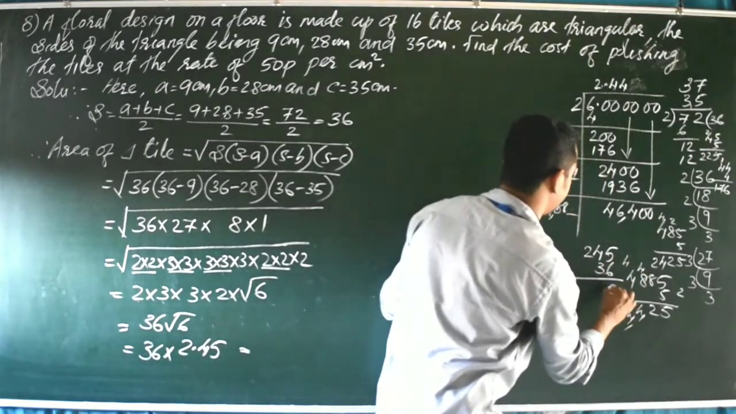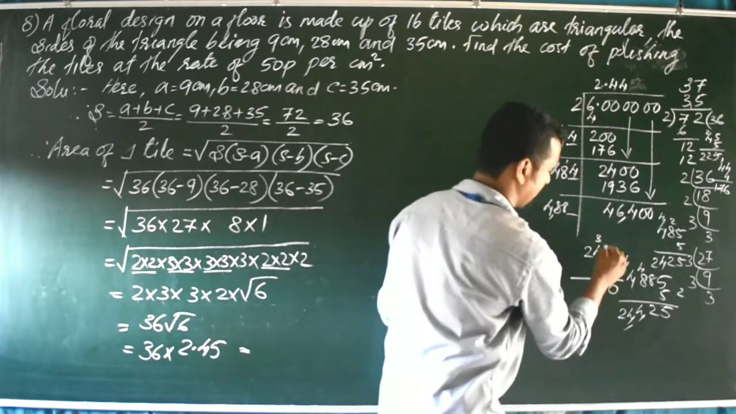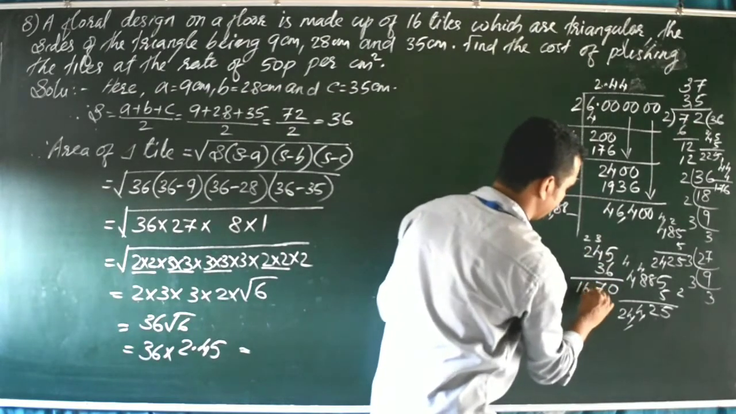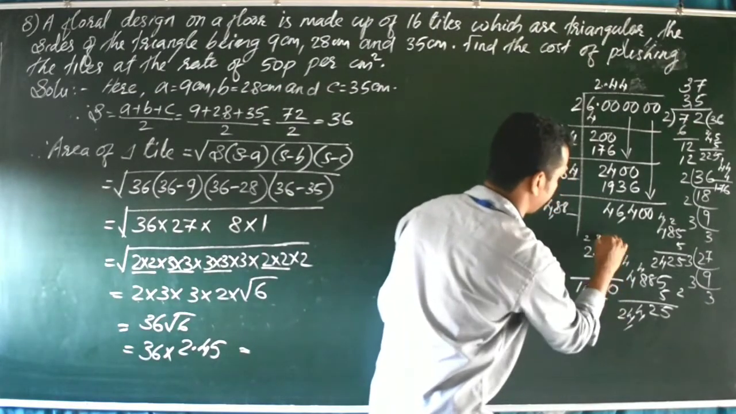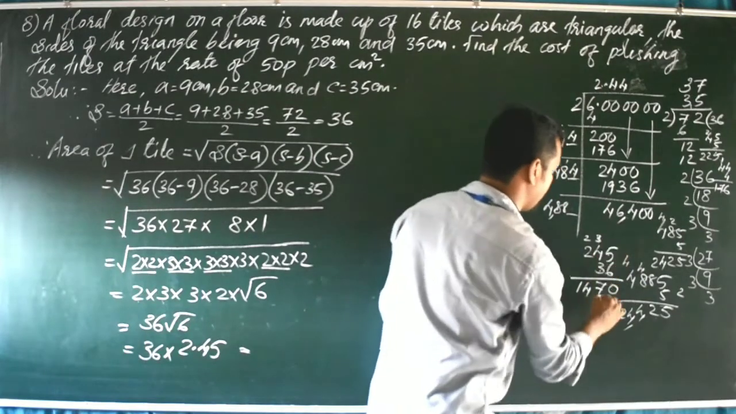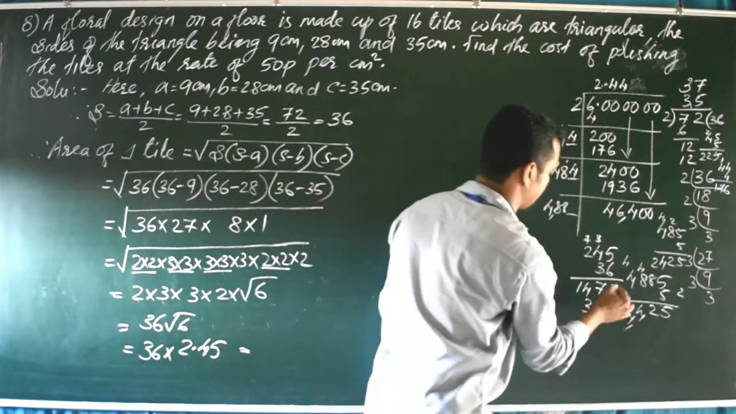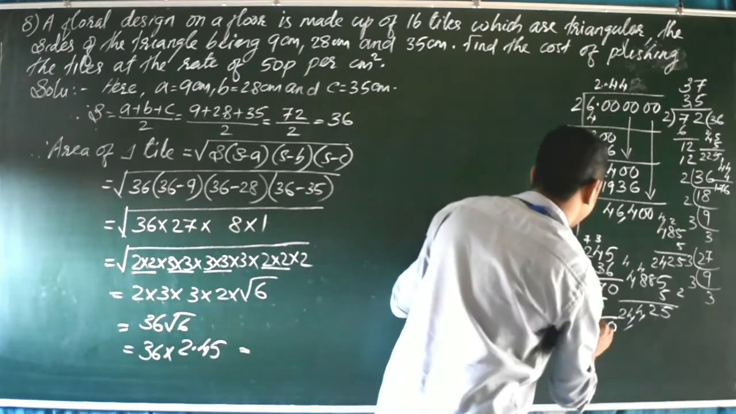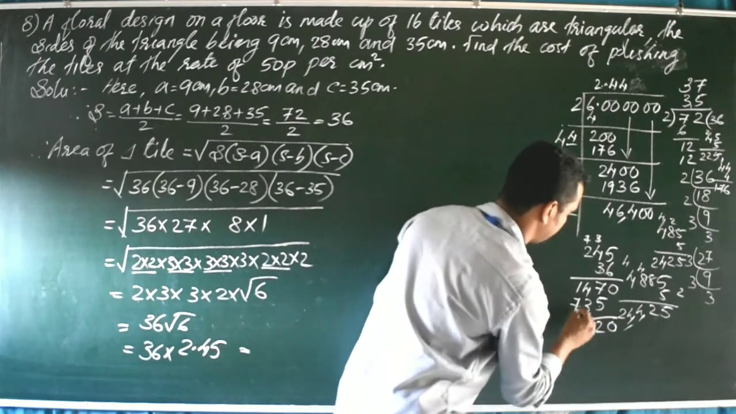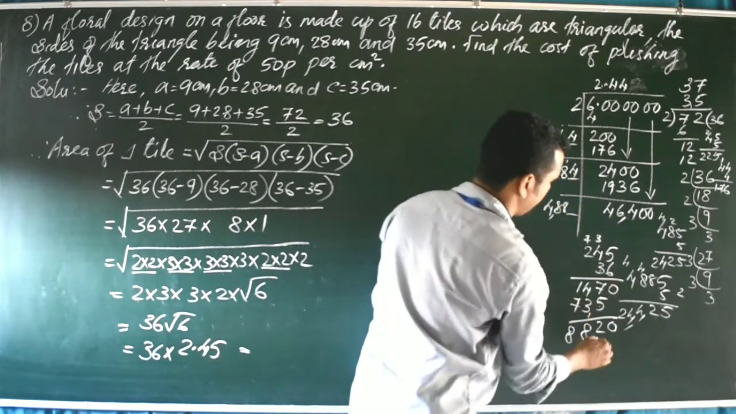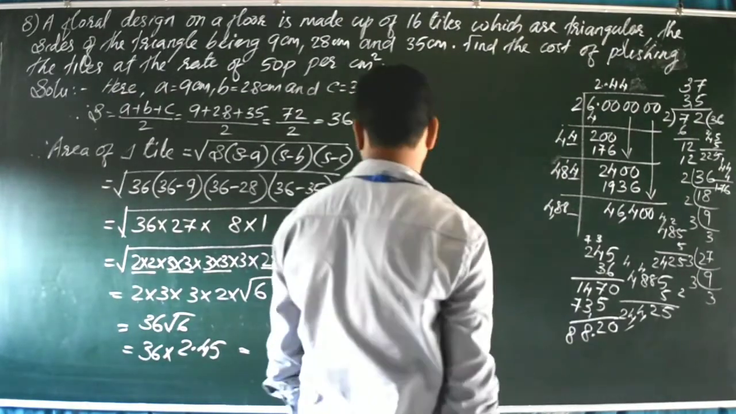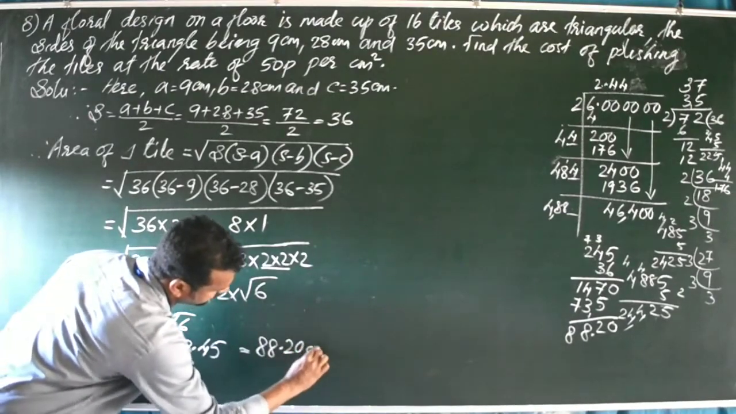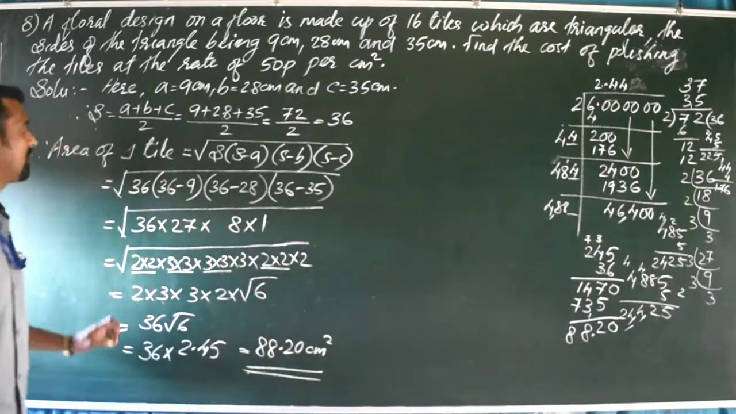6 5s are 30, 0, remainder 3. 6 4s are 24 plus 3, 27, 7, remainder 2. 6 2s are 12 plus 2, 14. 3 5s are 15, 5, remainder 1. 3 4s are 12 plus 1, 13, 3, remainder 1. 2 3s are 6 plus 1, 7, 0. 5 plus 7, 12, 2, remainder 1. 4 plus 3, 7 plus 1, 8. How many decimal points? 2 decimal points. So 88.20 centimeter square. That is the area of one tile.